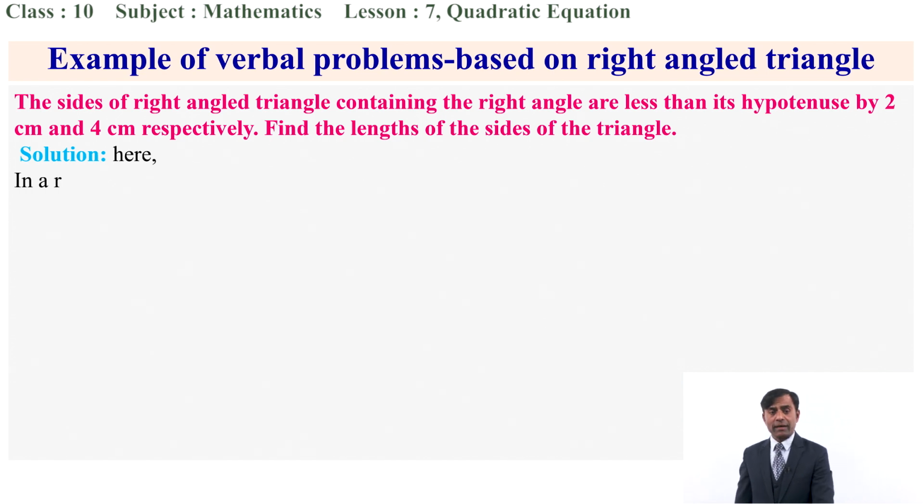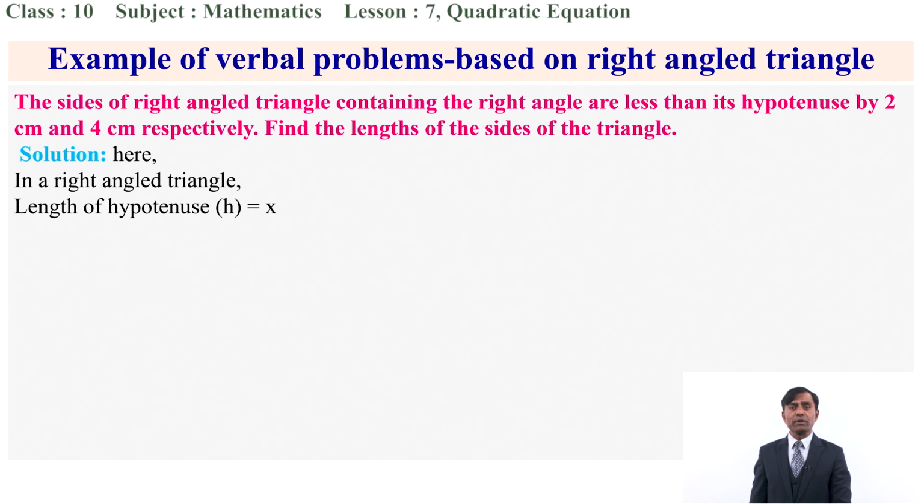So look here, how to solve it. We are working in a right angle triangle. The length of the hypotenuse is not given, so we are supposing it x centimeter. Why? Because the other two sides are related to the hypotenuse. One side is 2 cm less, the other side is 4 cm less, and these two sides contain the 90 degree angle. So we are supposing hypotenuse is x.